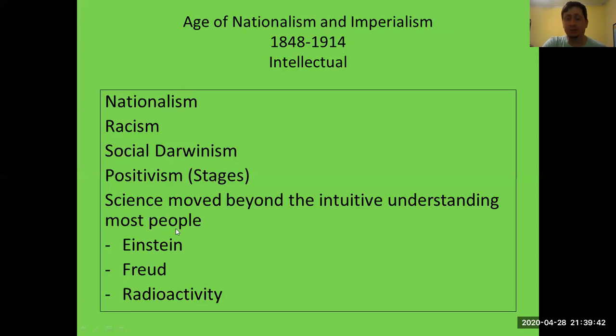In the realm of actual science, we see science itself moving well beyond the intuitive understanding of most people. The idea of Einstein's theory of relativity doesn't actually make a whole lot of sense. It does scientifically, but it's not intuitive sense. And then, of course, things like Freud moved well beyond the understanding, again, pushing back against the Enlightenment. Enlightenment said that people are logical, reasonable beings, and Freud said, no, there's tons of things inside you that make you do things that you don't even understand why you do them.